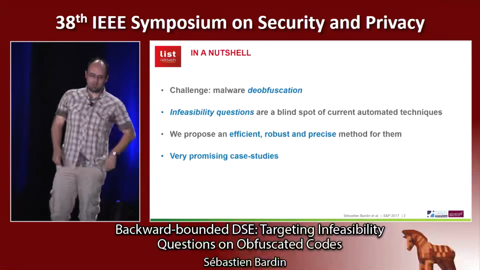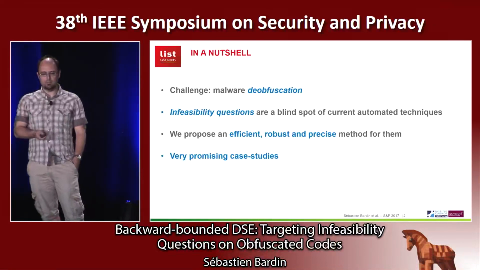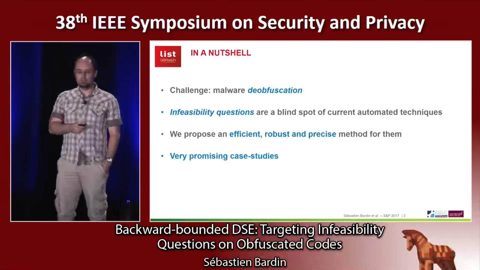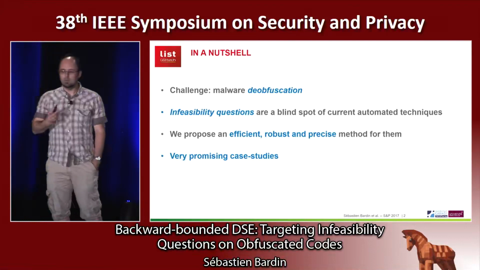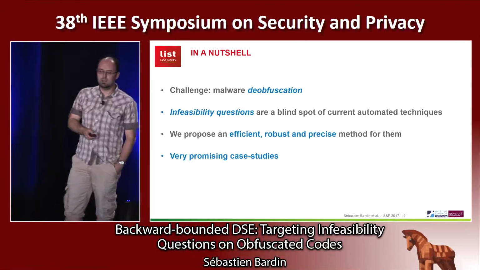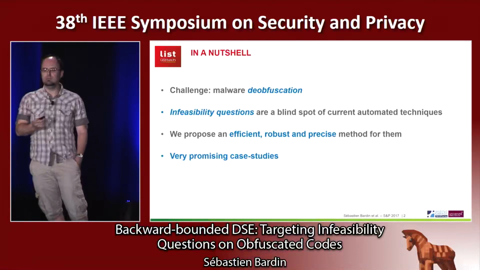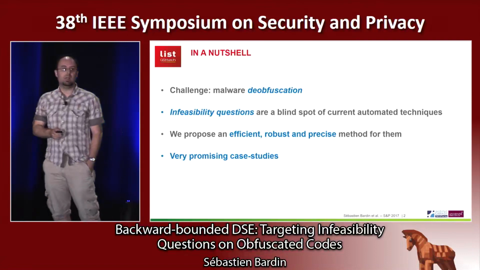So in a nutshell, what is it about? We're interested in designing automatic methods for malware deobfuscation. We identify the infeasibility question as an important problem, which is mostly a blind spot to current automated techniques. And so we propose an efficient, robust, and precise method for solving this infeasibility question. And we will present some very promising case studies.